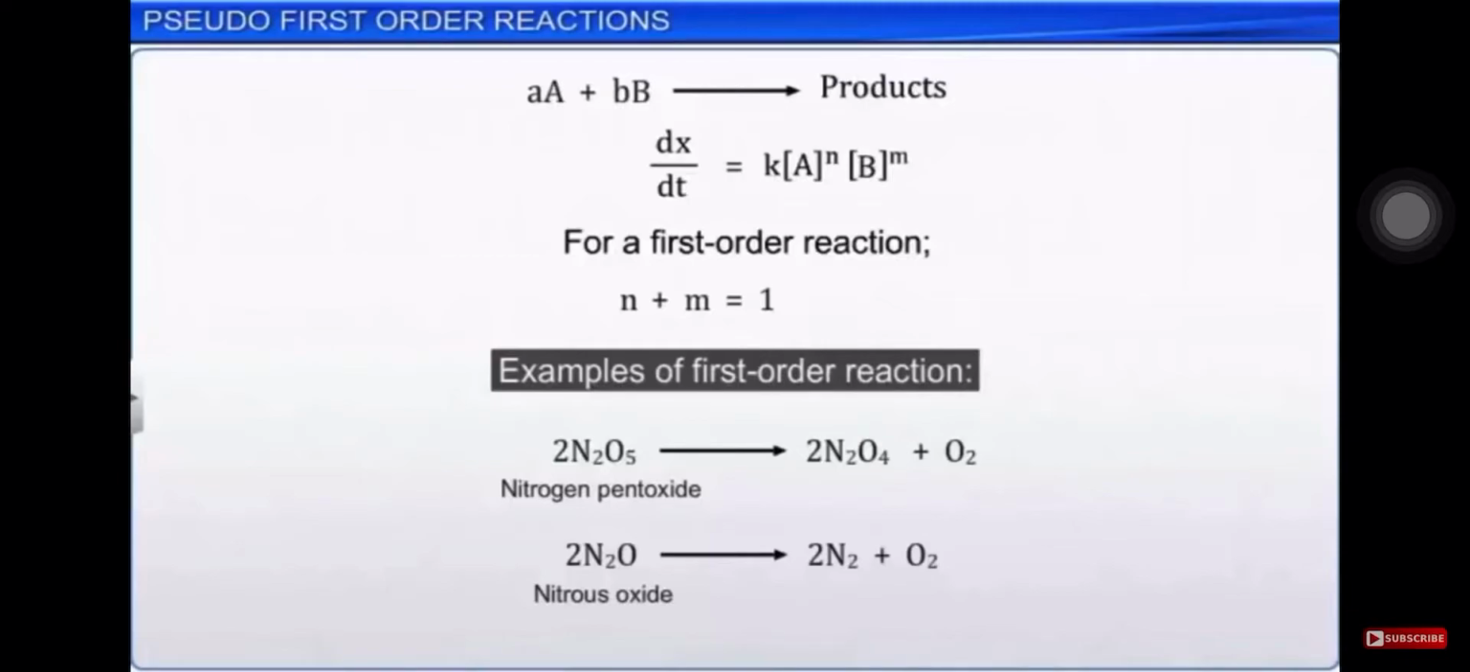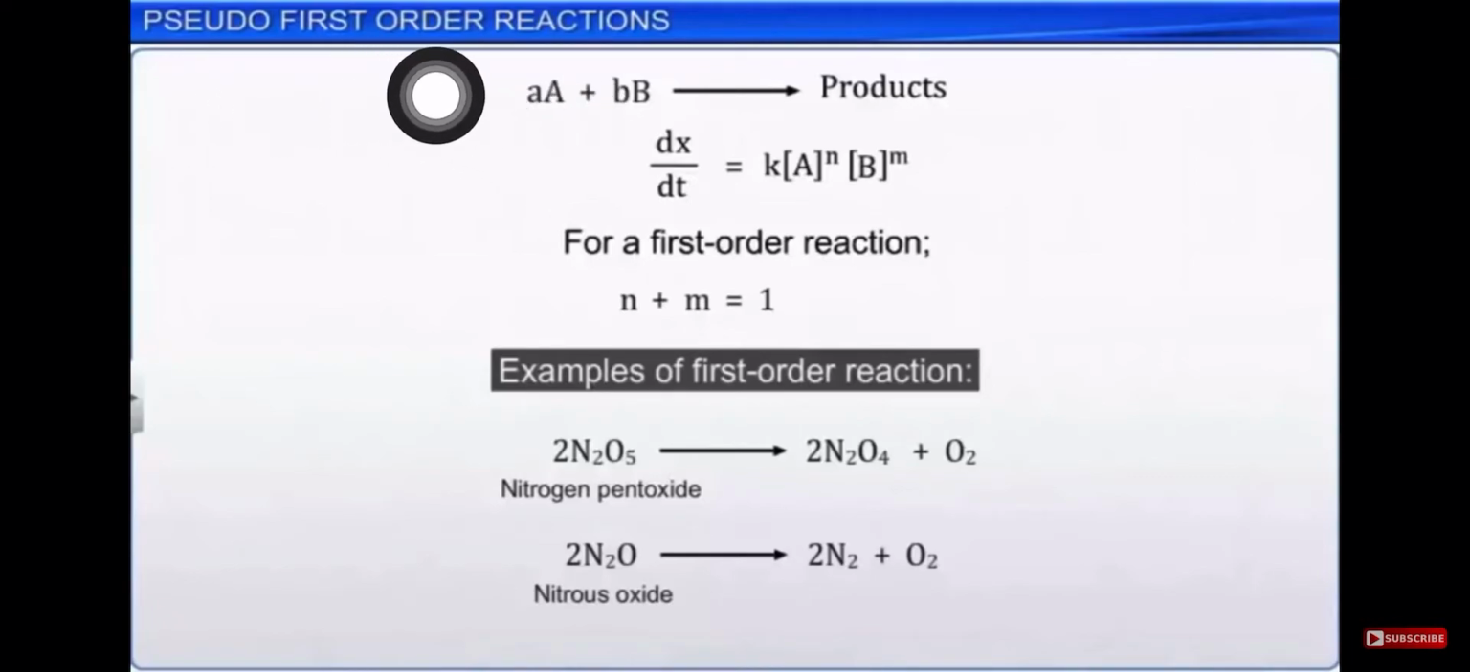Hello students, so today we are going to see about our next topic, that is pseudo first order reaction. Those who belong to the biology sections already know the meaning of pseudo, that is false. Let us first recall what a first order reaction is, and then we will go to our original topic, pseudo first order reaction.